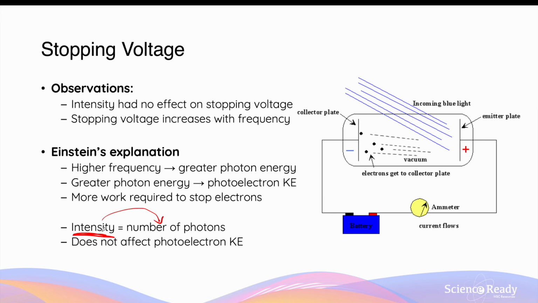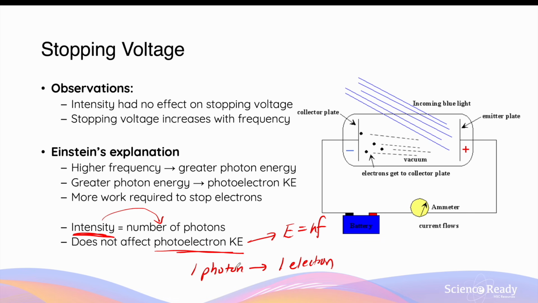The intensity has no effect on the stopping voltage, as it does not affect the kinetic energy of photoelectrons. The kinetic energy of photoelectrons is affected by the frequency only. Having more photons in higher intensity light does not change the amount of energy of one photon. And remember, the energy transfer occurs between one photon and one electron only.